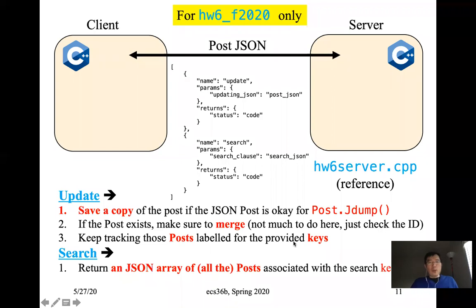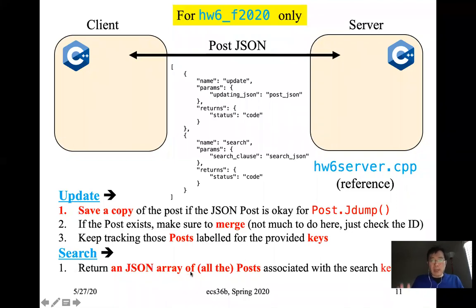So you send the search keyword, and the return from the search function is a JSON array which contains a lot of posts. Assuming this keyword maps to 5 different posts, each of the posts is a JSON. So you have an array of 5 elements, and each element is one JSON, and you send the whole thing. It's an array of 5 JSON objects, each representing a post, sent back to your client. That's what the search is going to do.